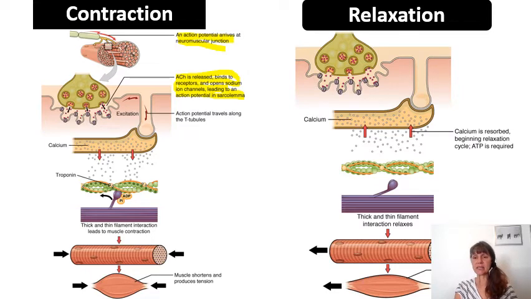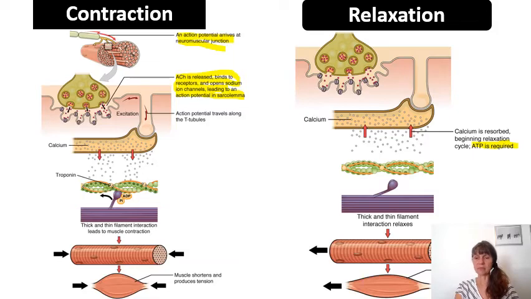Calcium is also going to be actively pumped back into the sarcoplasmic reticulum with relaxation. Remember, active transport requires energy, so ATP is required to get the calcium back into the sarcoplasmic reticulum. Remember, we had enough ATP to bind to the myosin head to break that bond between actin and myosin, and that allows the thick and thin filaments to relax.